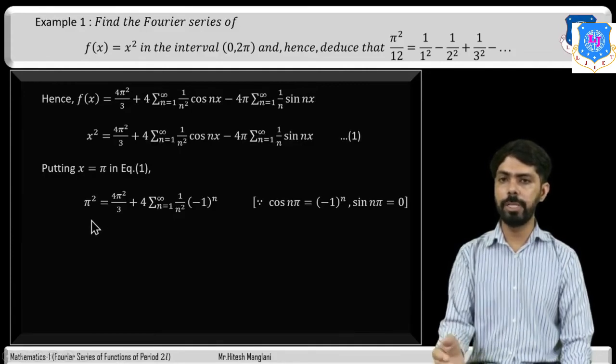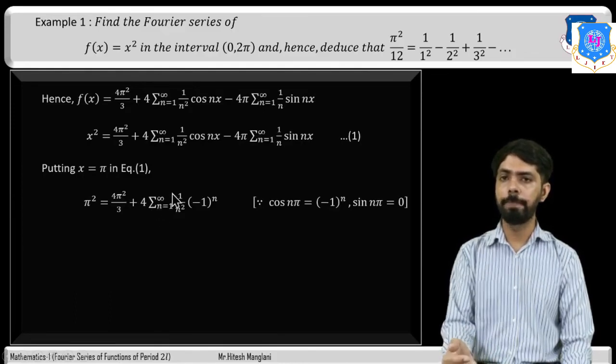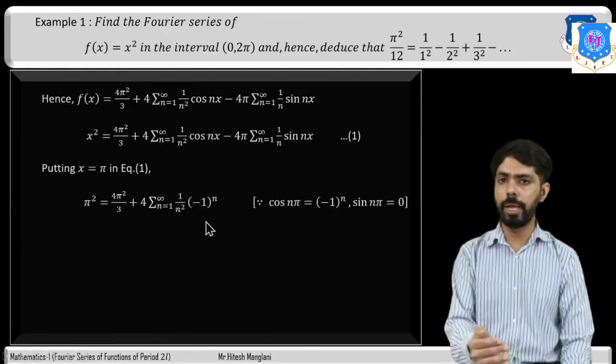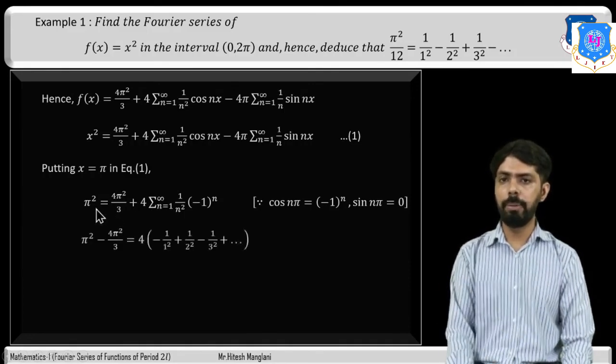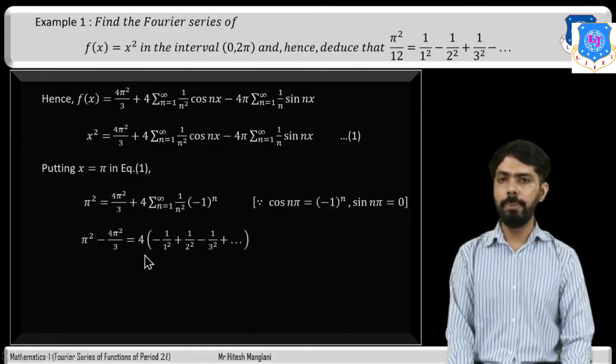So here it will be pi square is equal to 4 pi square divided by 3 plus 4 into sigma n equal to 1 to infinity 1 divided by n square into minus 1 raised to n. So if we simplify this result, then it will be pi square minus 4 pi square divided by 3 is equal to 4 in bracket.